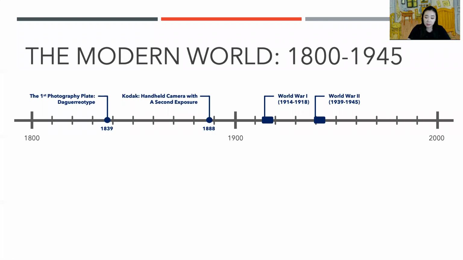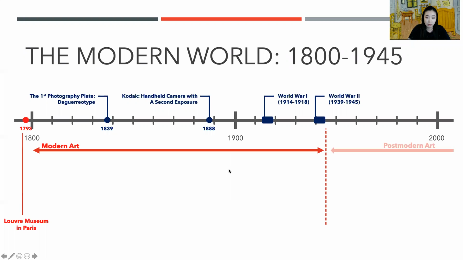Many scholars agree that modern art started from the Louvre Museum in 1793, and it ended after World War II. During this time, the art was called modern art, and after modern art, it was called postmodern art. And modern art is divided into two: before the avant-garde and after the avant-garde.